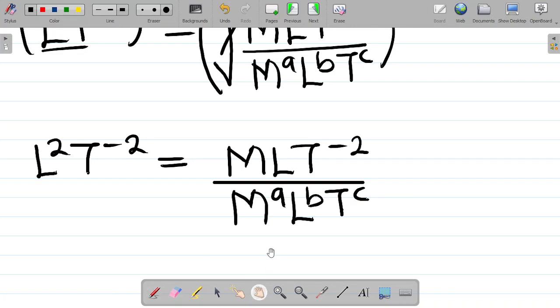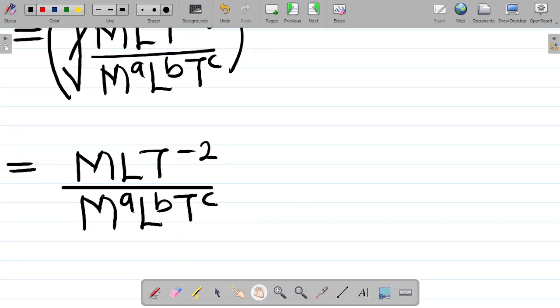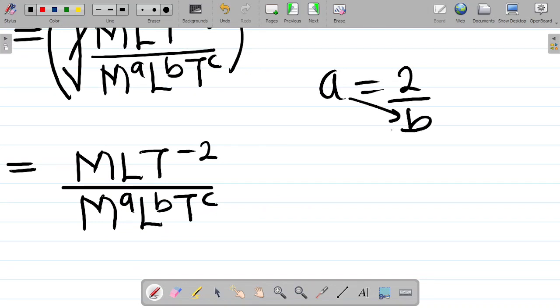Now remember what I told you earlier about having terms like this, where I said these two can also switch position. So if I have something like a is equal to 2 over b, it is mathematically correct for this to come here, that's a goes here and b goes up.